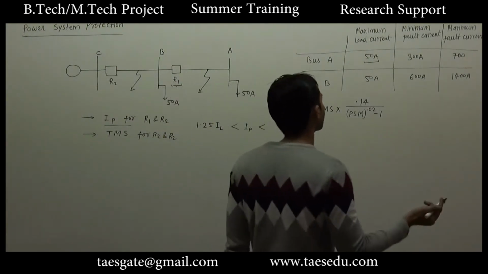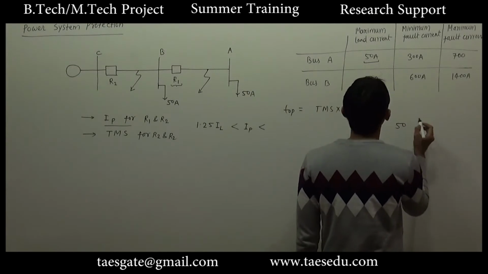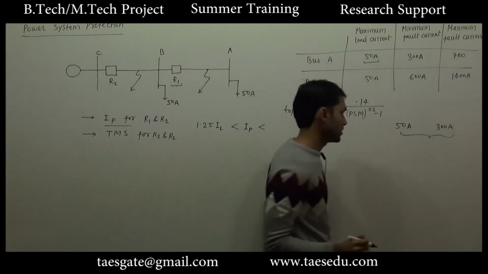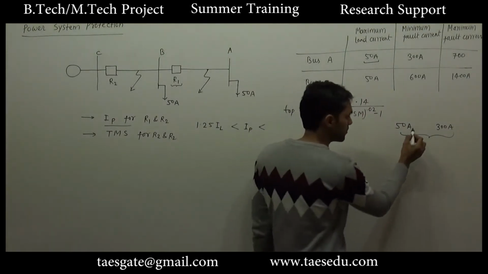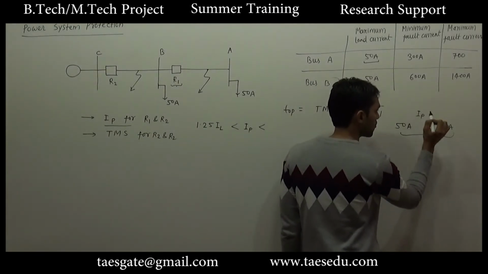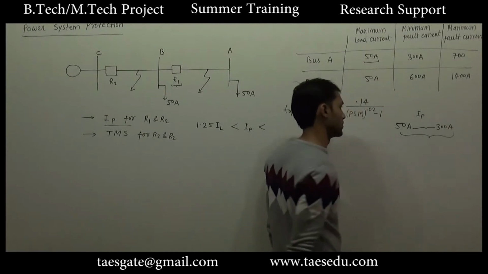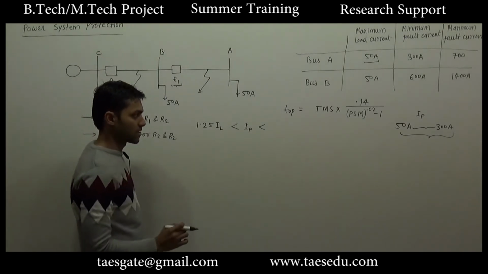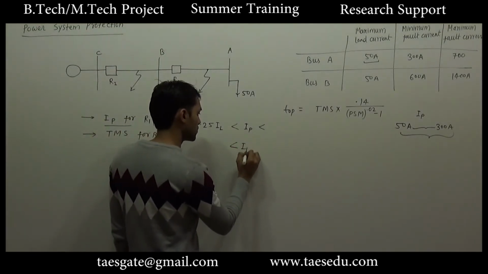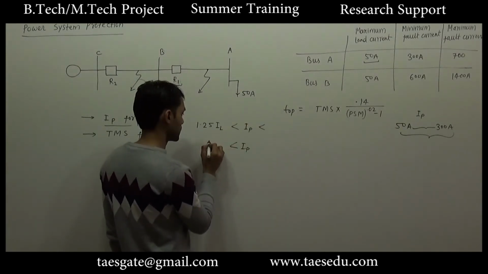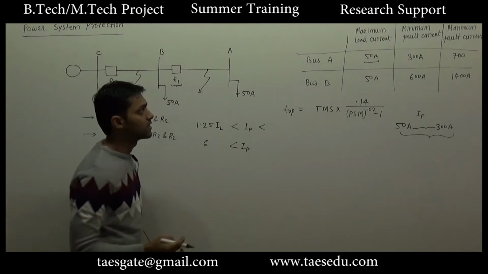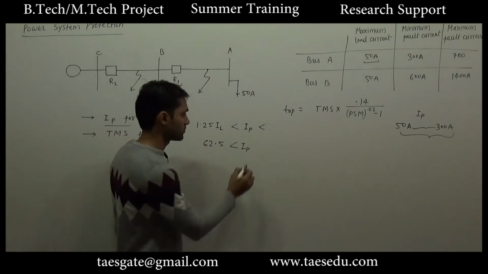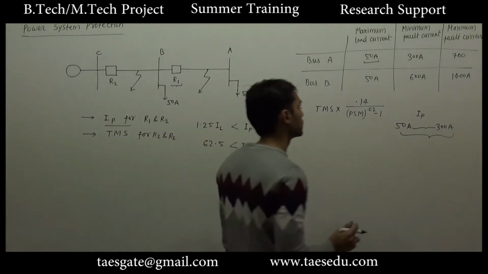Okay. Actually, there is a gap between normal maximum load current and the minimum fault current. There is a huge gap between these two values, so we can set any value in between. You can choose any value of pickup current between 50 ampere to 300 ampere. But normally pickup current should be greater than 1.25 of the maximum load current. That is, for this case it should be greater than 1.25 times IL, that is 1.25 times 50, that is 62.5 ampere.